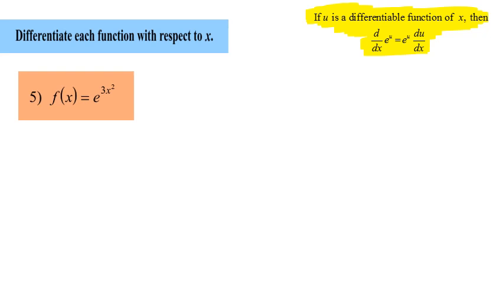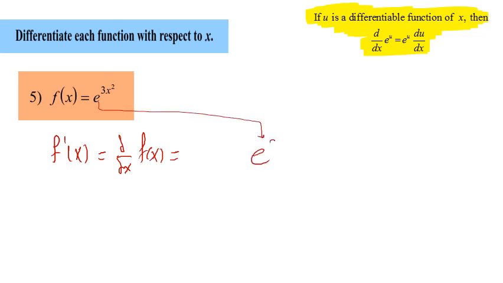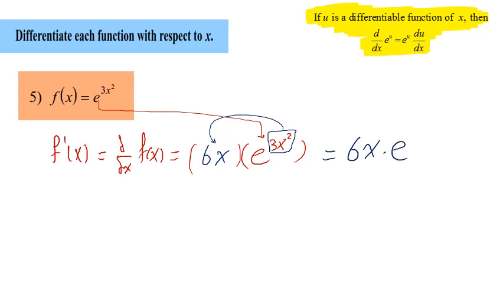Differentiate each function with respect to x. f of x is equal to e to the power of 3x squared. So I want to find the derivative, f dash, or the derivative with respect to x of f of x. I put down the function and I multiply by the derivative of the exponent, and the derivative of 3x squared is 6x. So it's 6x e to the power of 3x squared.